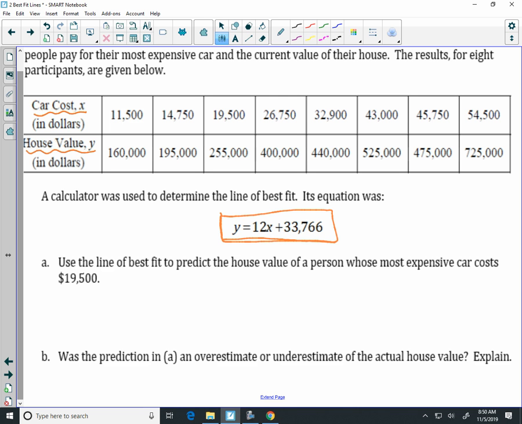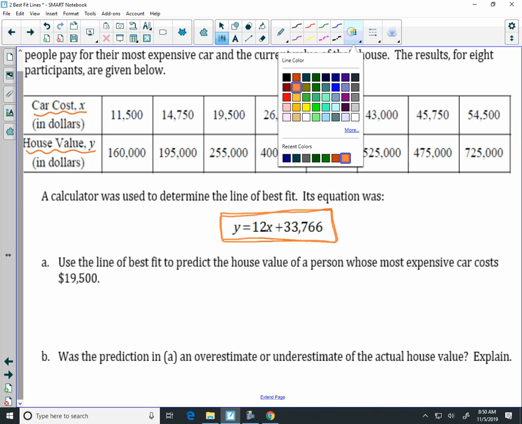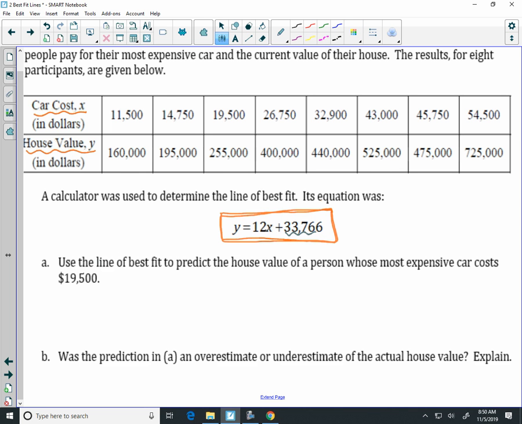So for this data, we're not drawing the line and calculating the line. We're given the equation. So I want to look at this a little bit. Here's our y-intercept. And here's our slope, right? It's 12 over 1. And our slope here, our y's are on top. Our y is house value. There is a U in house. And our x is car cost.